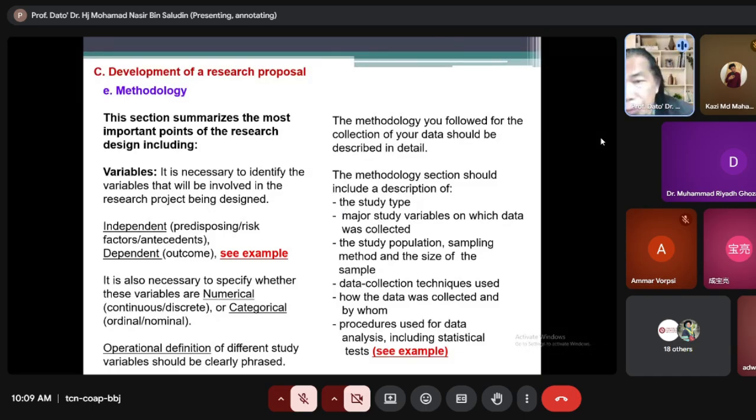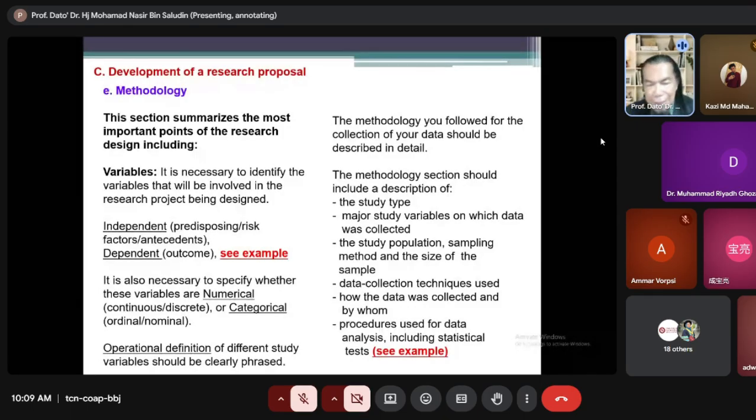The methodology you follow for the collection of your data should be described in detail. The methodology section should include a description of the study type, the major study variables on which data was collected, the study population, sampling method and size of the sample, and then the data collection technique used, how data was collected and by whom, procedure used, data analysis including statistical. That is the material you must put in Chapter 3, under methodology.